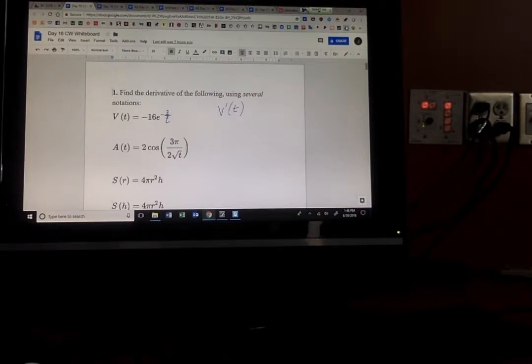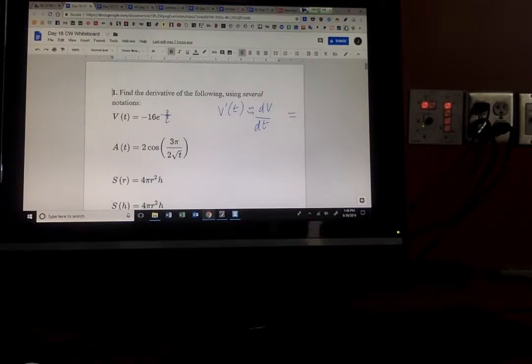Now I'm going to show you the other notation. Is that the same as dv, the y variable, over dt? So today you'll use both notations. So it says clearly using several notations. Okay, now let's do the derivative. Slow down. I'm warning you, these are tricky questions. Okay, so slow down, be a little humble, alright?